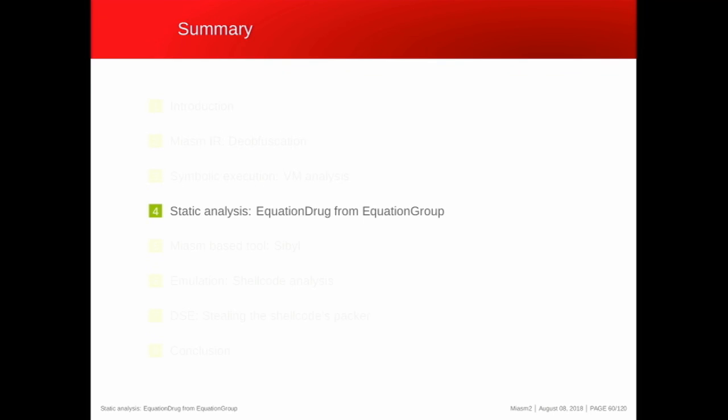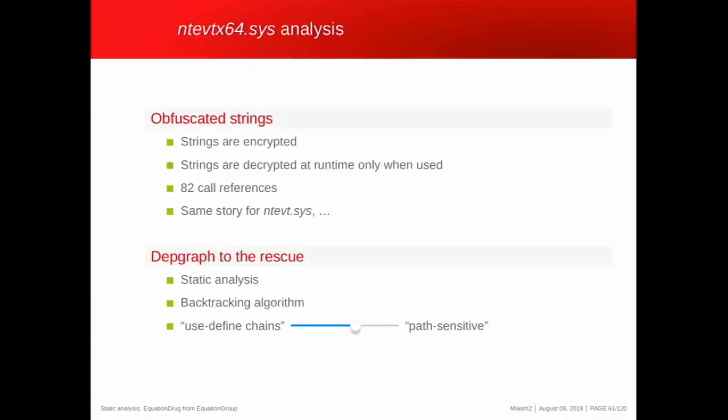Another interesting part in Miasm is to analyze malware. For example, in Equation Group, you have an interesting case. The binary itself is not ciphered, but every string used in the binary is ciphered. And each time the binary wants to use a string, it has to decipher it in memory, use it, and wipe it after this.